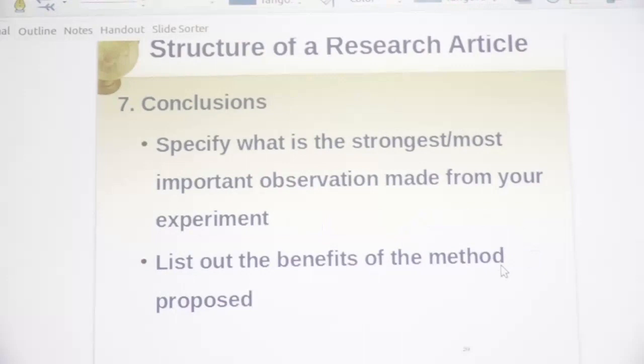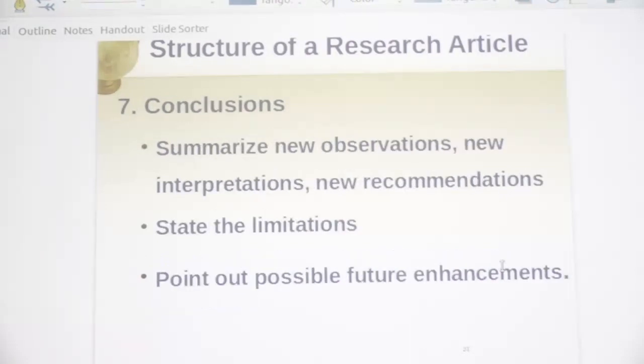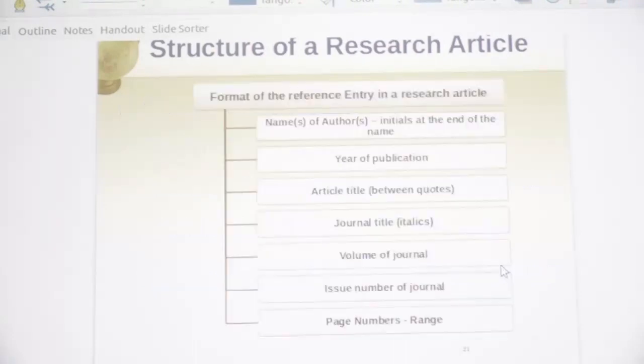So the conclusion section should specify what is the strongest, most important observation made from the experiment. It should also list out the benefits of the methods proposed. It should summarize new observations, new interpretations, new recommendations. It should state the limitations of the research that is conducted. It should also point out possible future enhancements.